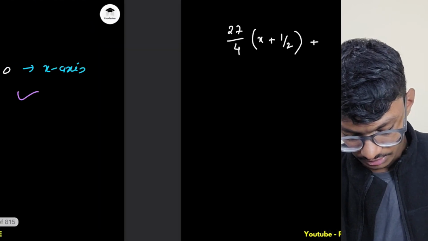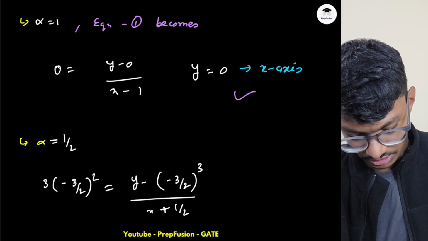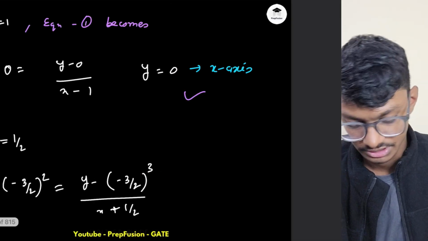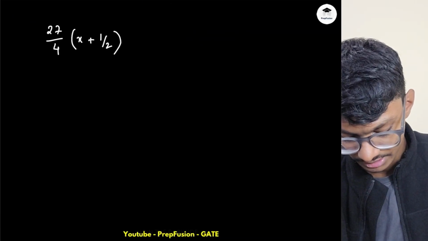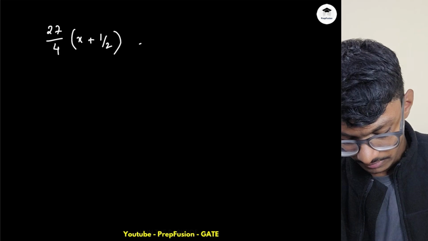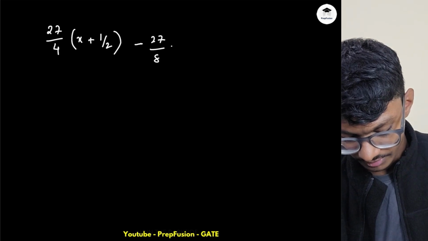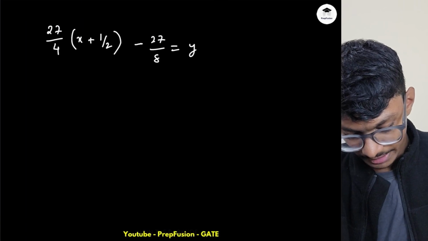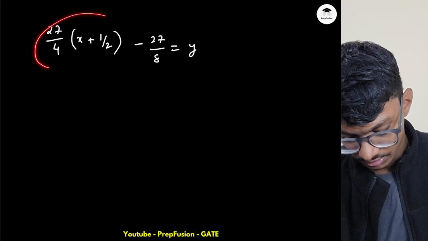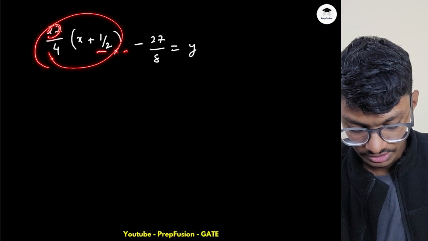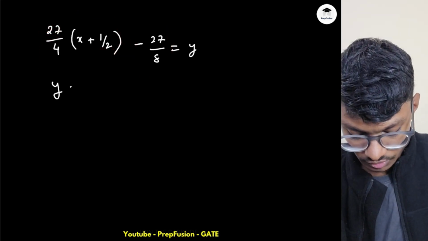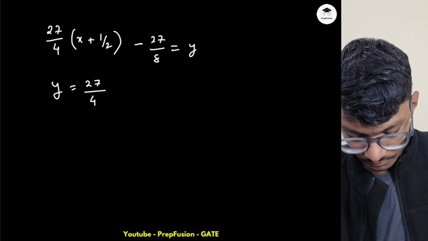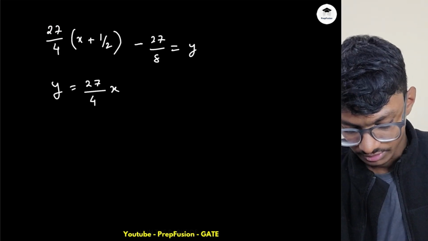Equals, now this is a cube, right? So this will be minus 1 by 8, and minus will become plus, and again this will come to this side, so this will be minus again. So minus 1 by 8 will be equals to y. If I expand this, this will be 3 by 8 minus 1 by 8, so y will be equal to 3 by 4 into x. That will get cancelled out.